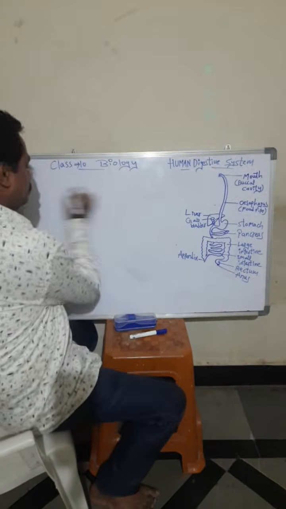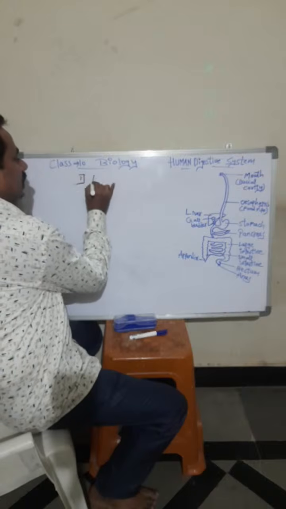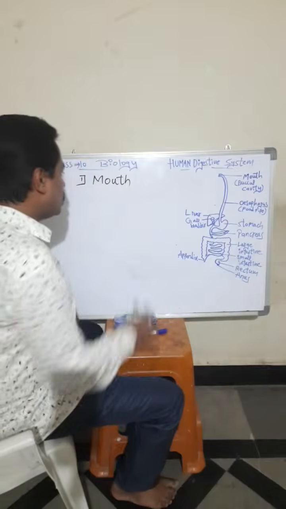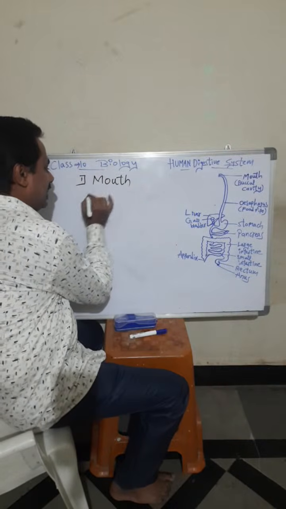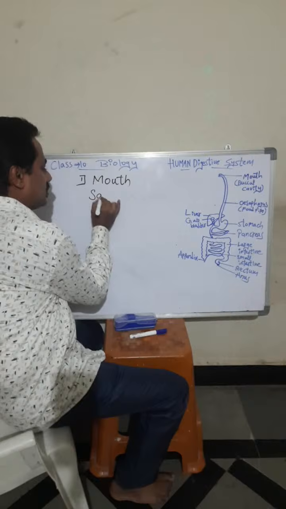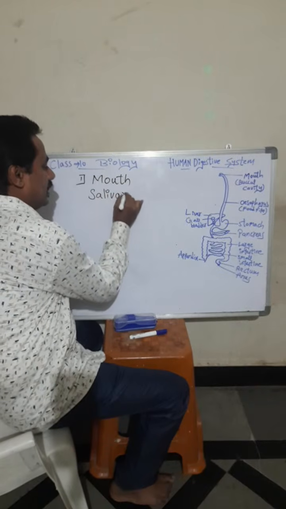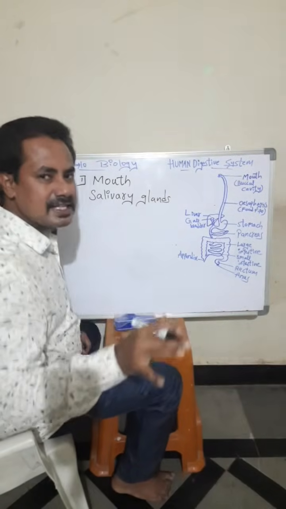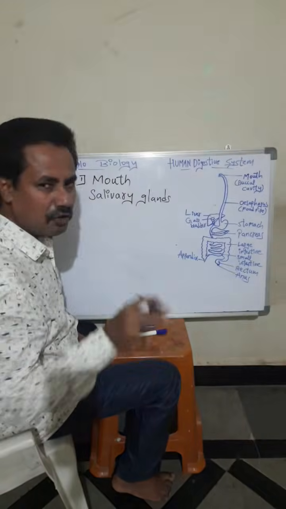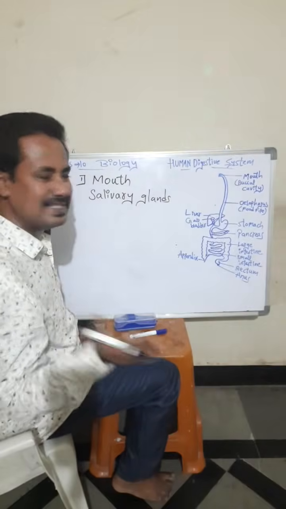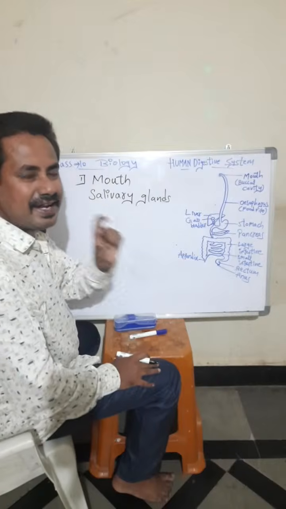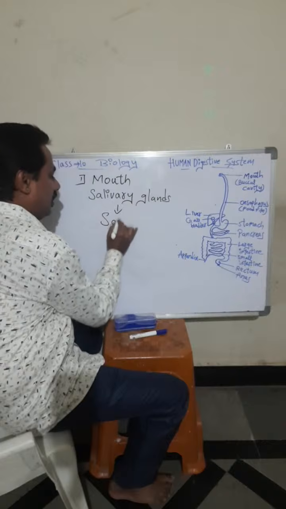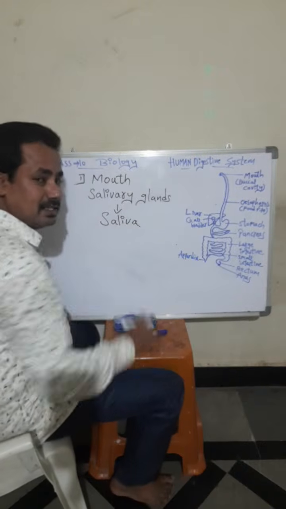First, the mouth. In the mouth, which glands are there, students? Salivary glands are there. Submaxillary, maxillary and sublingual, don't remember these; for 10th only, you just remember, it is very easy. In the mouth, salivary glands are there. They release saliva.